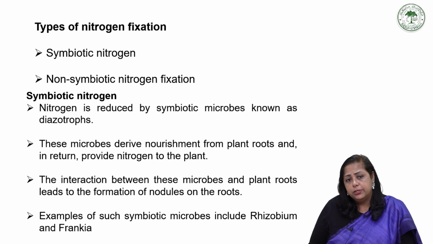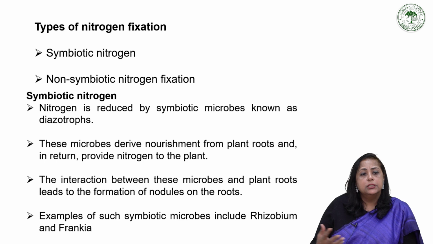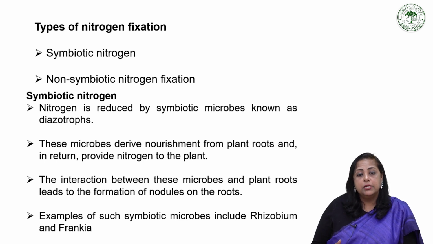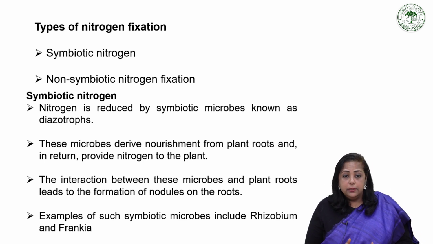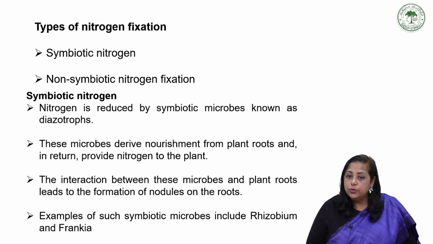So there are various kinds of nitrogen fixation, symbiotic and non-symbiotic. Symbiotic means symbiosis, that is, mutual. So nitrogen is reduced by symbiotic microbes known as diazotrophs. These microbes derive nourishment from plant roots and in return provide nitrogen to the plants. The interaction between these microbes and plant roots leads to the formation of nodules on the roots. Leguminous plants have nodules because of the nitrogen fixing bacteria. Examples of such symbiotic microbes include Rhizobium and Frankia. They produce nodules on the roots of leguminous plants.